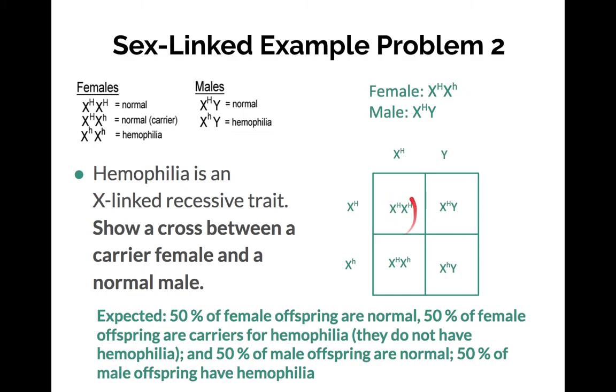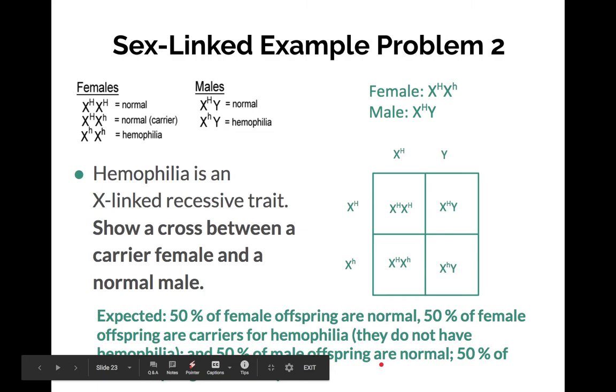Now we have 50% of the female offspring, right? Because we're looking at females and males, okay? 50% of the female offspring is completely normal. 50% of the female offspring would be considered a carrier, okay? Although still normal, she would be a carrier. 50% of the male offspring would be normal, and 50% of the male offspring would have hemophilia, right? Males cannot be carriers, okay? So that's kind of how we got that breakdown here.